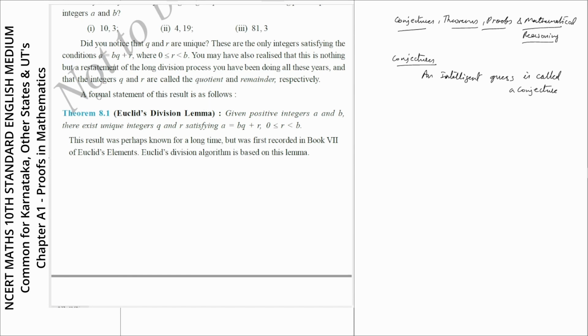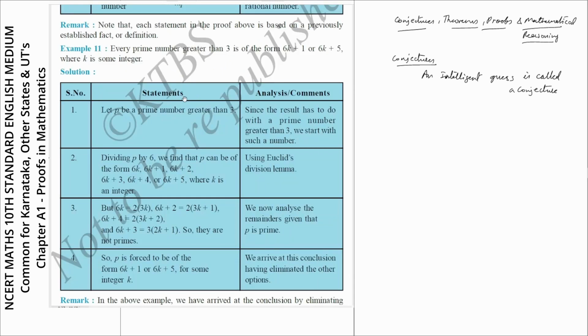So going by this Euclid's division lemma, if p is a prime number and we divide p by 6, then we get p equal to 6k, or p is equal to 6k plus 1, or 6k plus 2, or 6k plus 3, or 6k plus 4, or 6k plus 5, where k is an integer. But this 6k we can write as 2 into 3k. Therefore this is not a prime number. So what are prime numbers? Prime numbers are numbers whose factors are just 1 and itself. But here in 6k you can see there is a factor, 2 is a factor of 6k.